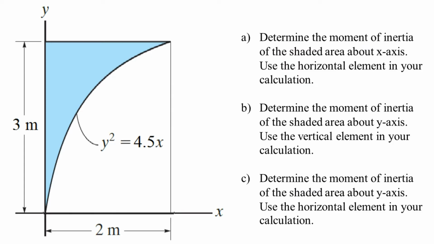In this question we have the diagram on the left there. You have the curve and there's a shaded area, and then there's a 3-part question here, A, B and C. First, A, determine the moment of inertia of the shaded area about the x-axis. Use the horizontal element in your calculation. B, determine the moment of inertia of the shaded area about the y-axis. Use the vertical element in your calculation. C, determine the moment of inertia of the shaded area about the y-axis. Use the horizontal element in your calculation.